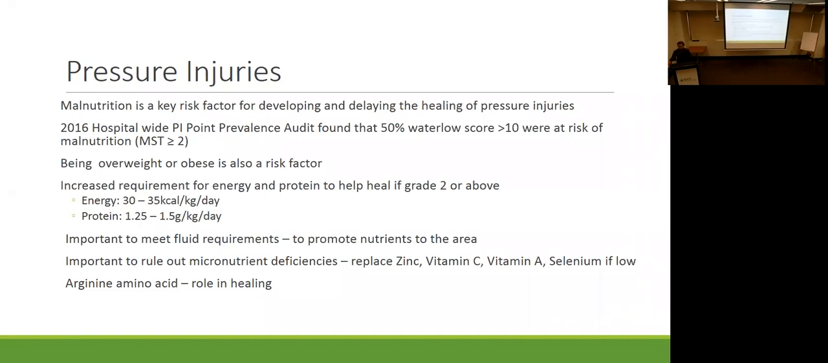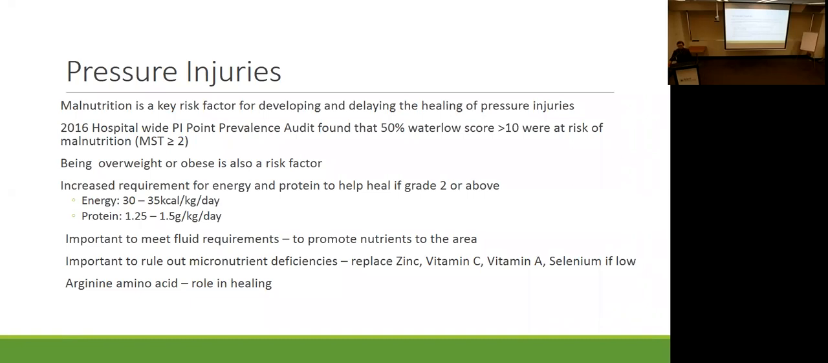So if patients have a pressure injury of a grade 2 or above, then their need for protein and energy is increased. They need at least 30 to 35 kilocalories per kilogram per day of energy, and they need at least 1.25 to 1.5 grams of protein. That depends on the grade of pressure injury and clinical judgment.